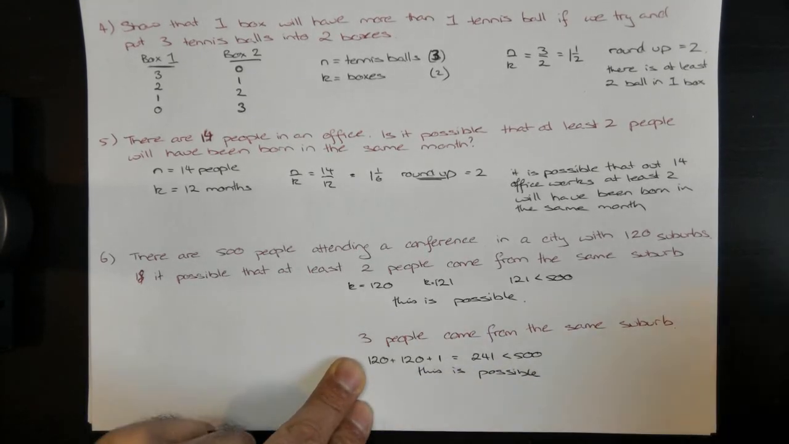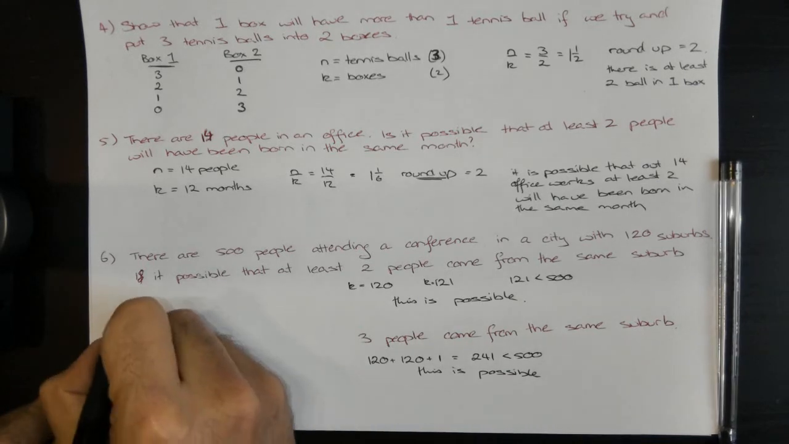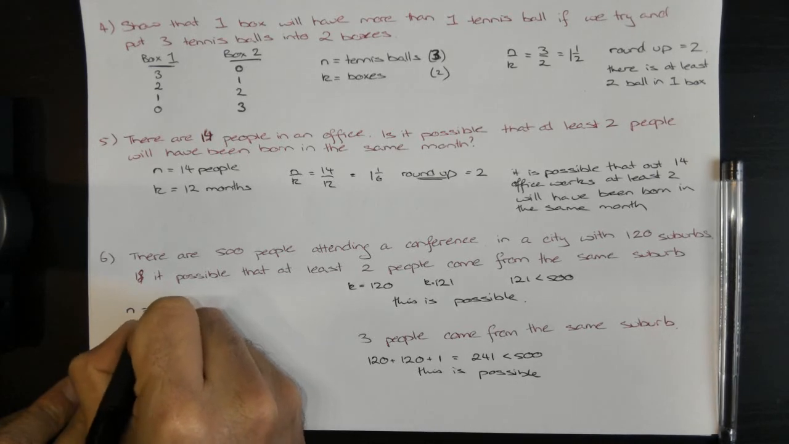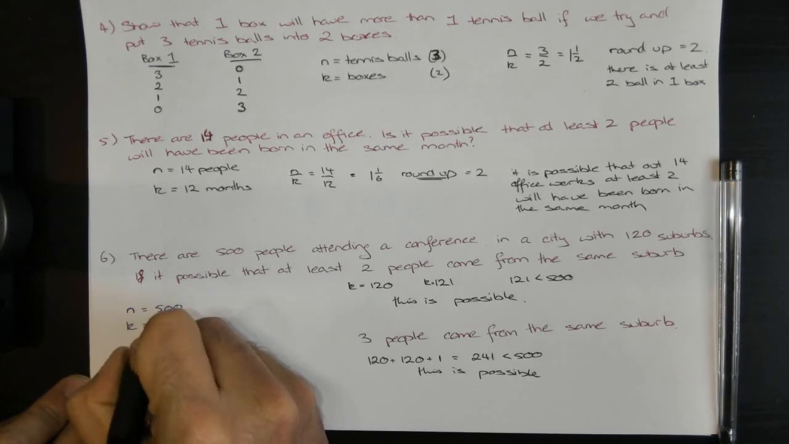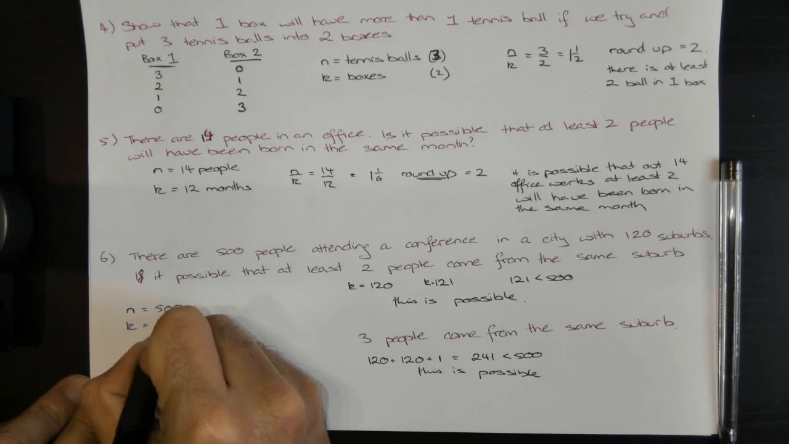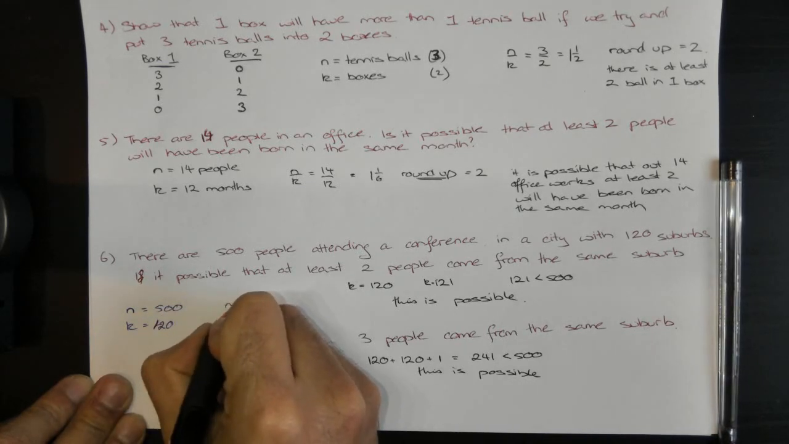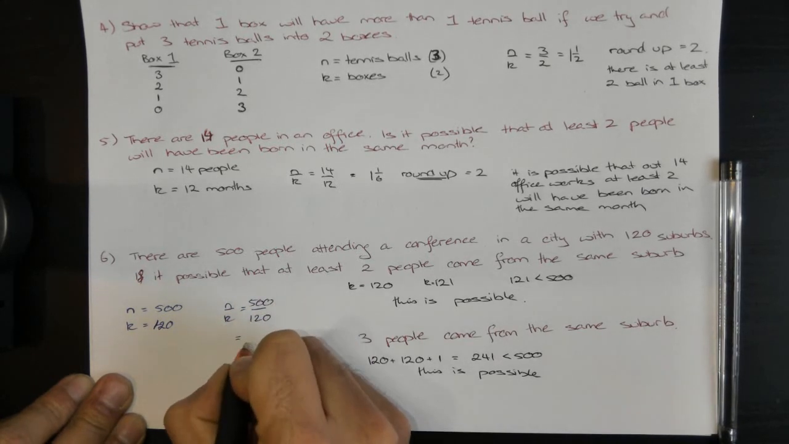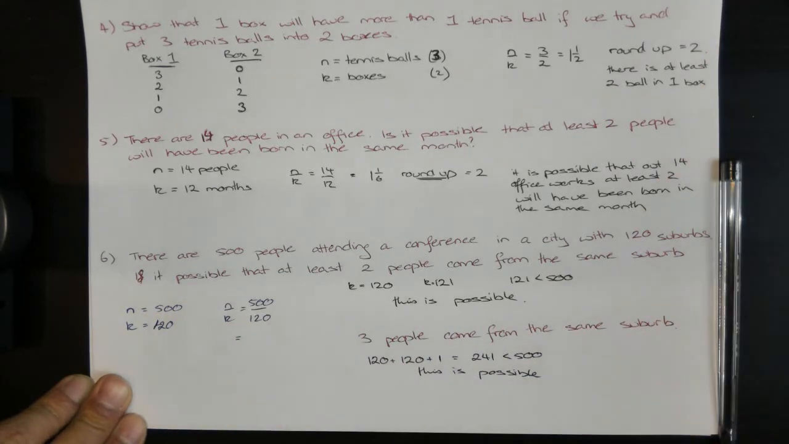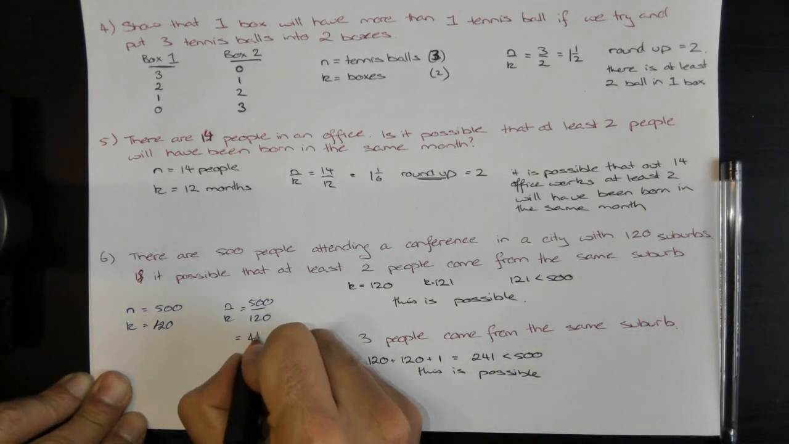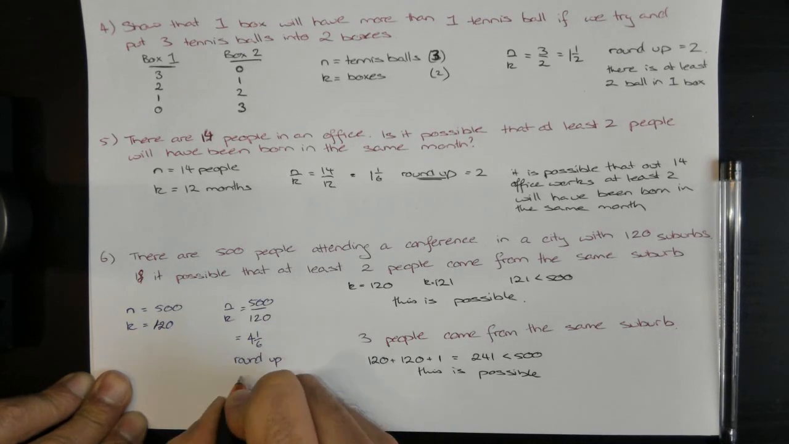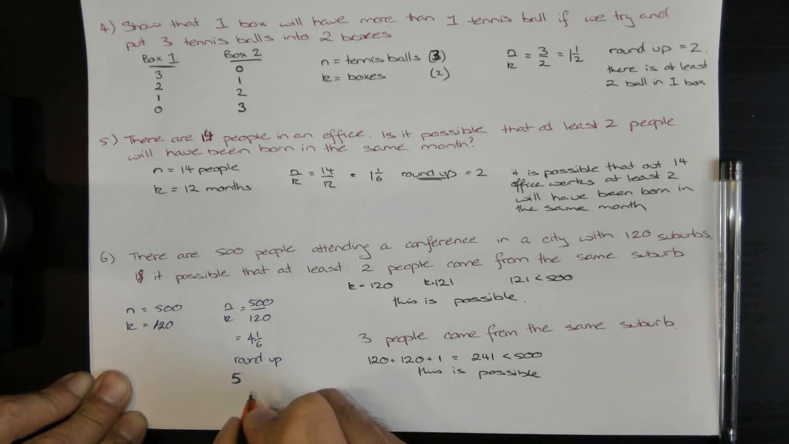On a side note, if we wanted to figure out how many people it would be, we would go, so N is 500, K is 120, N over K is 500 over 120, which is equal to 4 1/6. And if we're going to round up, we'll have at least 5 people from the same suburb.